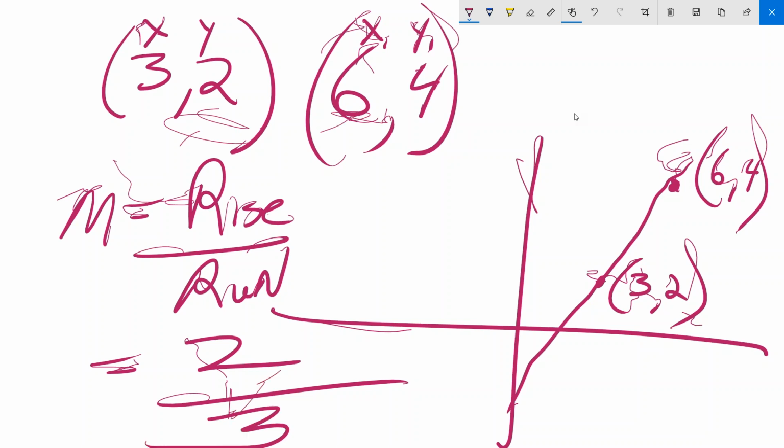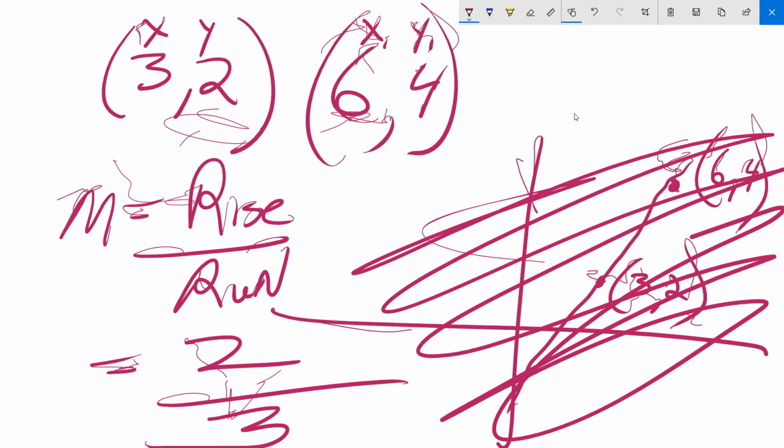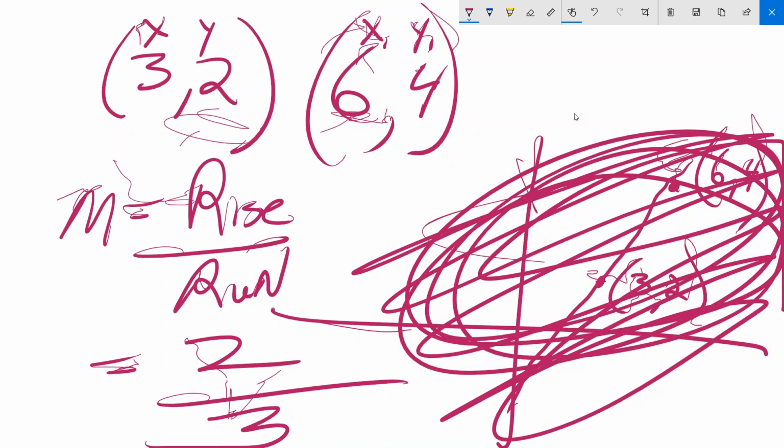Yeah, but I also have to find the slope without a graph. It's not graphing it. You don't need that graph. The slope is the difference in the y's divided by the difference in the x's. That's all you need to know. Difference in the y's is 2. The difference in the x's is 3. Therefore, the slope is 2/3.